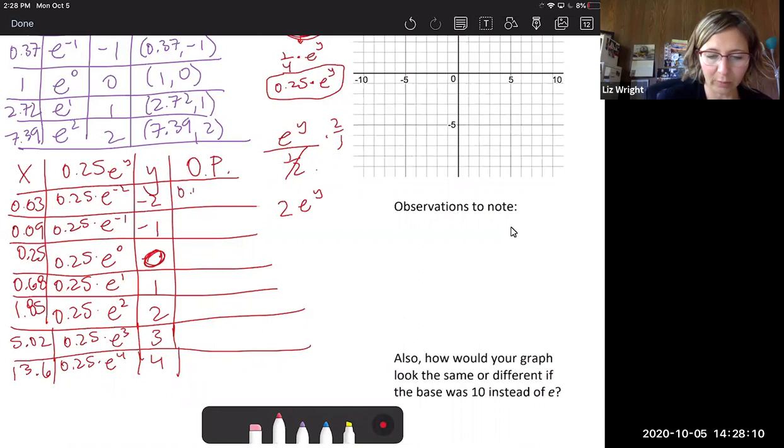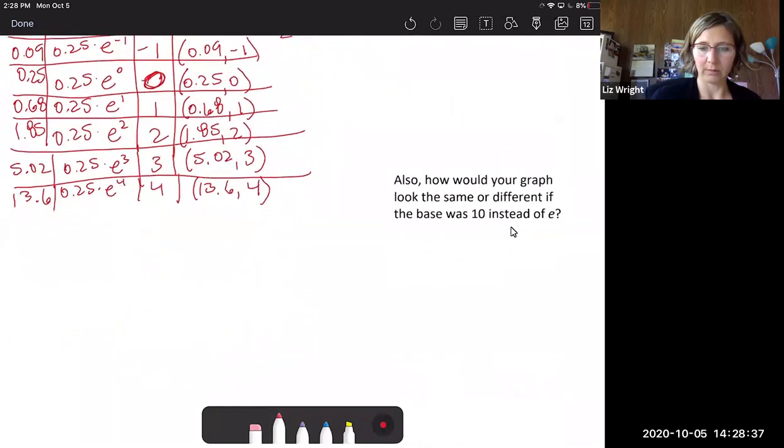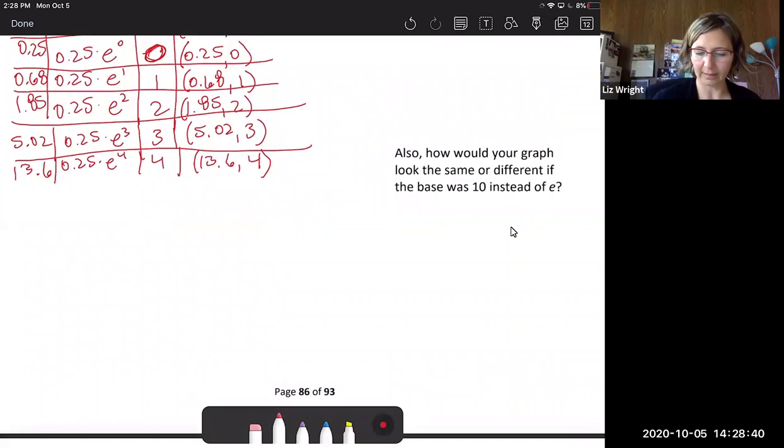So it's going to be 0.03 comma negative 2, 0.09 comma negative 1, 0.25 comma 0, 0.68 comma 1, 1.85 comma 2, 5.02 comma 3, and 13.6 comma 4. So you've got those, and then I'll graph those shortly too after I do my last table.